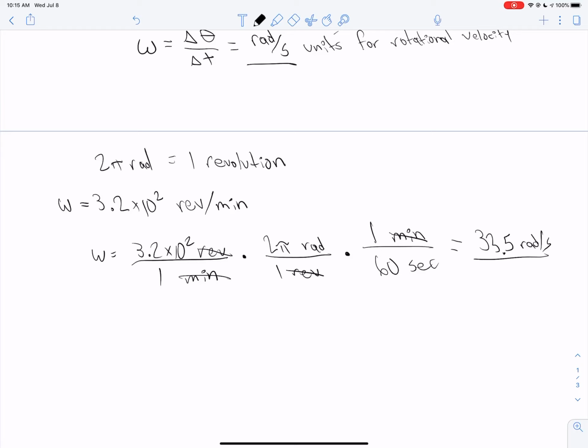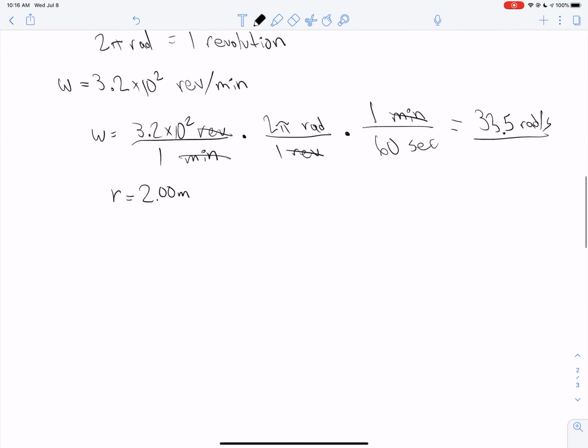Now that we have this, let's say that the rotors have a radius equal to 2 meters. So the rotors are 2 meters long, and we want to find out what arc length the tip of the blade passes through in 300 seconds.